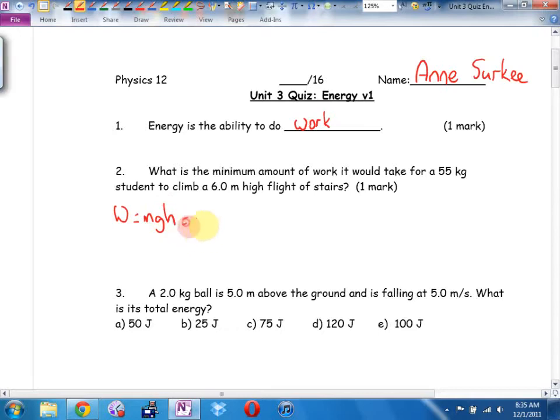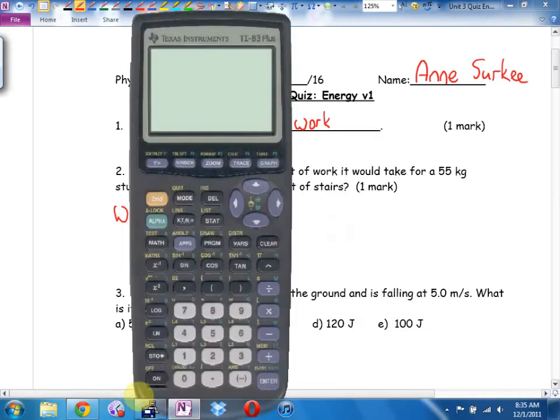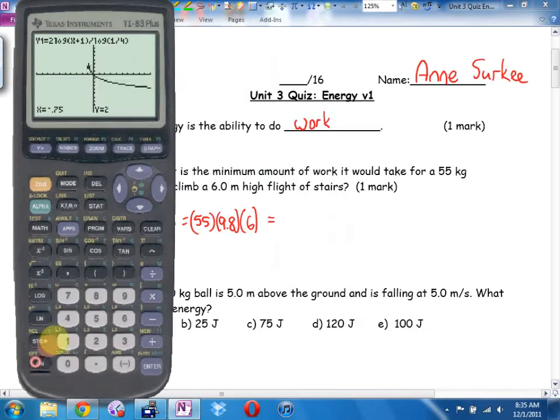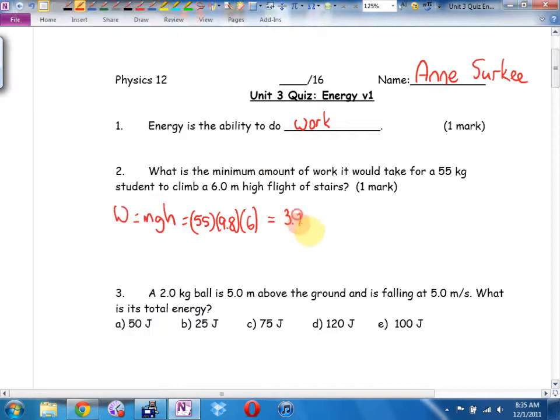Minimum, it's going to be 55 times 9.8 times 6. And 55 times 9.8 times 6 is going to be, you need 3,230 joules of energy. 3.23 times 10 to the third joules. Is that right? Yeah.